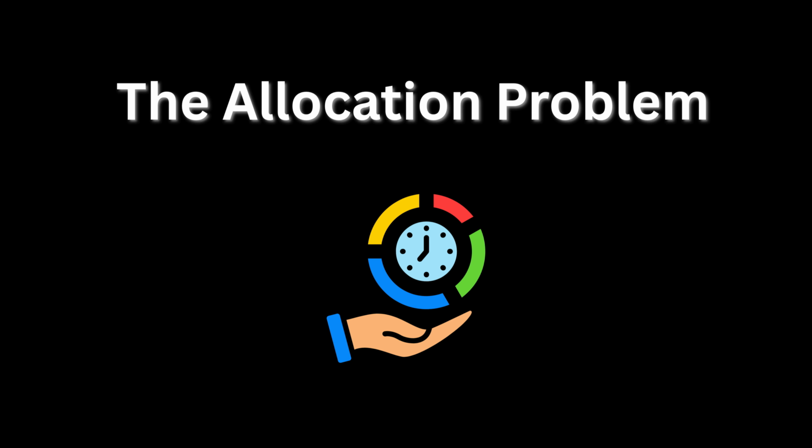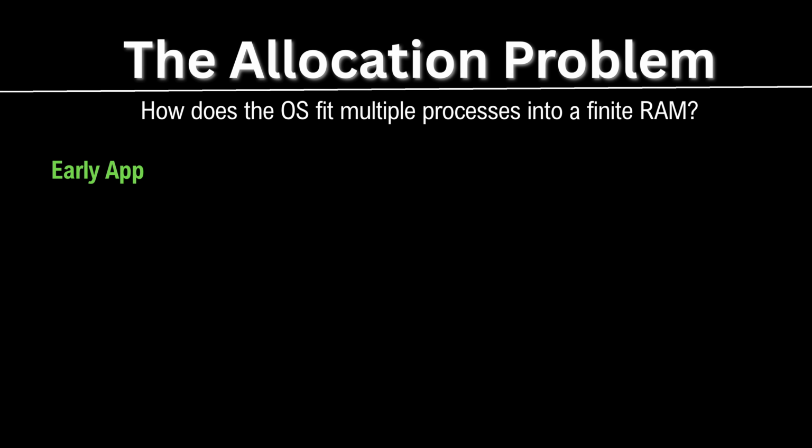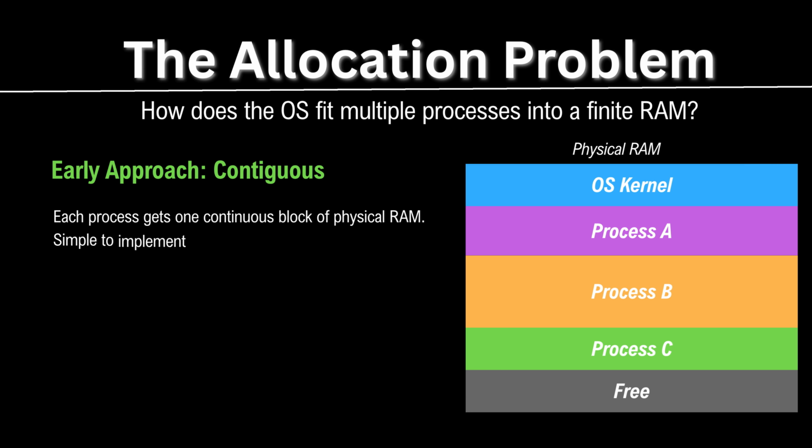Now that we know what a process's memory looks like, the question is, how does the OS fit multiple processes into a finite amount of physical RAM? The early approach was contiguous allocation. Each process gets one continuous block of physical memory. The OS tracks a base address and a limit for each process. But this breaks down in 3 different ways.